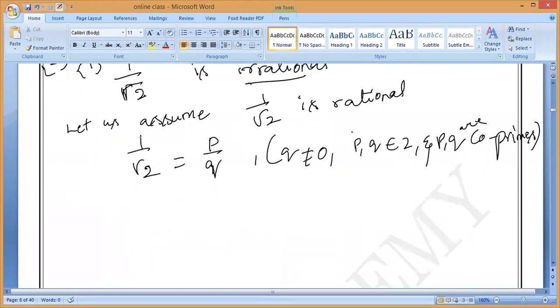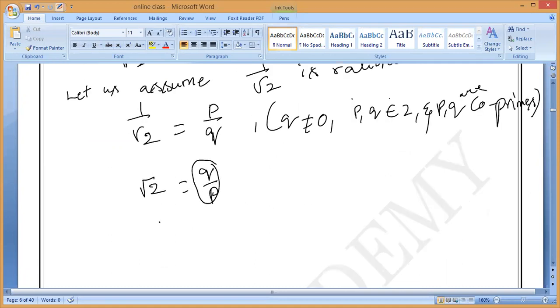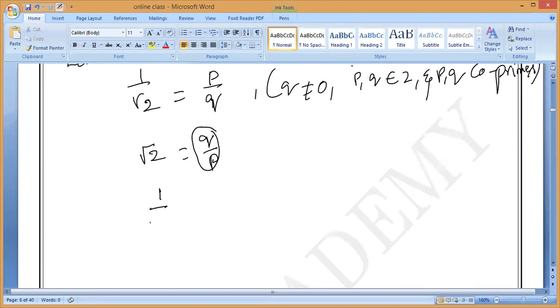See, 1 by root 2 equal to P by Q. What about root 2? Root 2 equal to, what is the equation? Root 2 is equal to Q by P. This is also rational. Or you take 1 by root 2 multiplied with root 2 by root 2. Root 2 by 2.